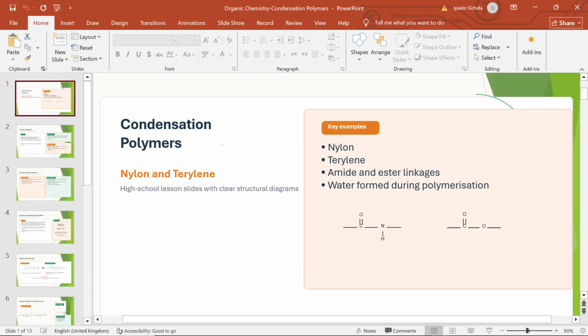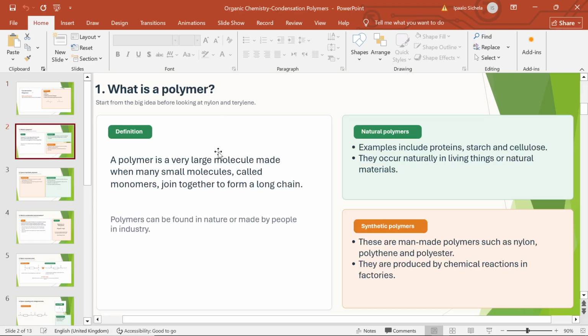Let's dive in. So before I talk about condensation polymers, I'll look at what a polymer is. A polymer is simply a large molecule made when many small molecules called monomers join together to form a long chain. And these monomers, when they combine, they form a long chain.